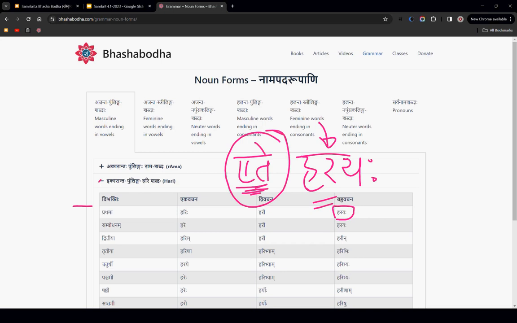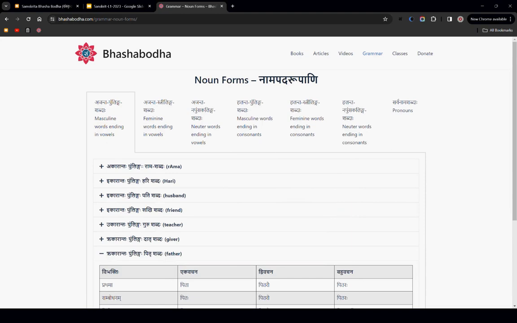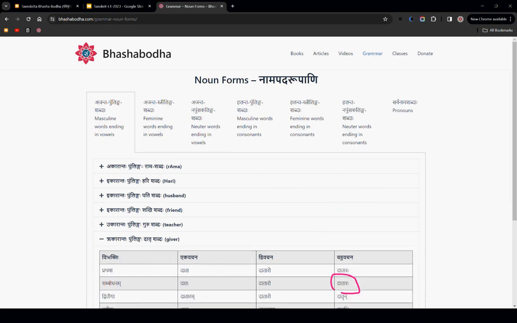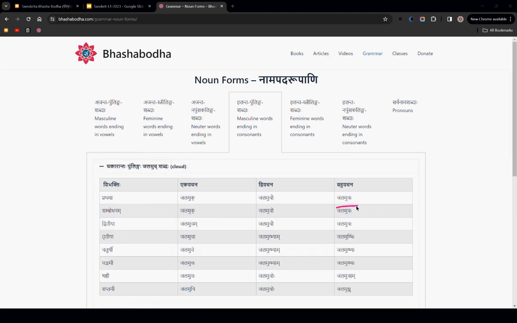Similarly, ete kavayaha, ete guravaha, ete pitaraha. For example, if you take pitru, fathers, so you say ete pitaraha, these fathers. Ete dataraha, these givers, donors. If you come to halanta shabdas also, you can use the same ete here. Ete jalamuchaha, that means these clouds.